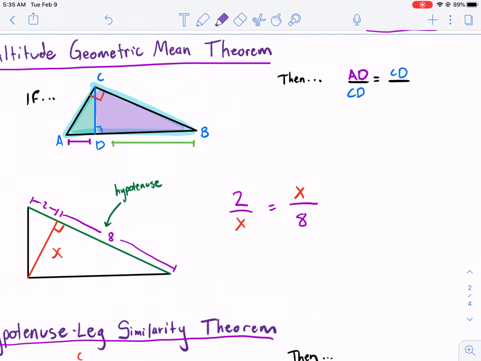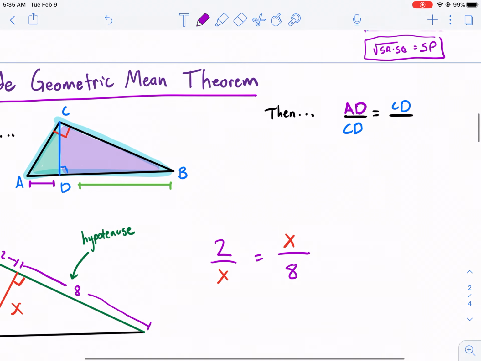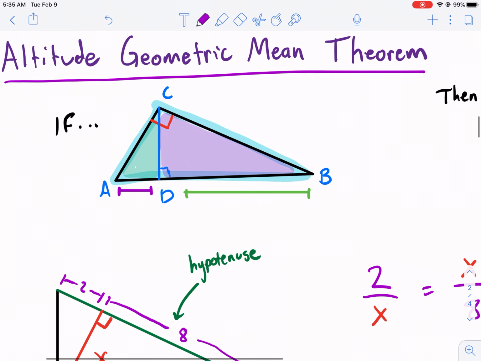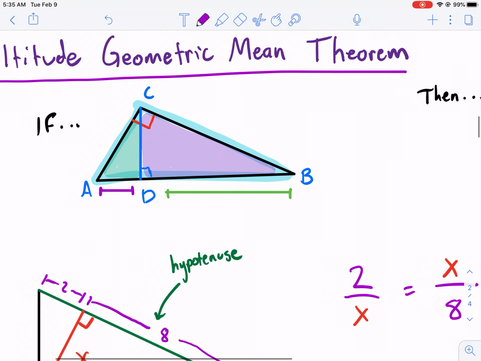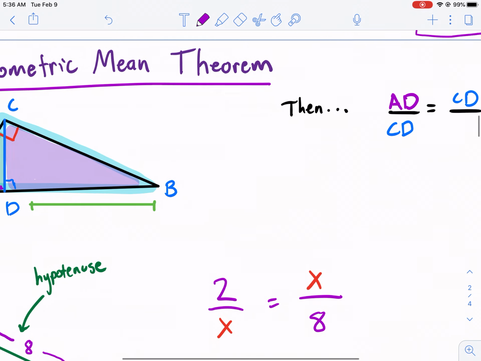Now, what we're comparing here is AD over CD. Let's find where AD is. AD is only a part of one specific triangle, the small triangle. See that? Right here, AD. It's definitely not part of the medium triangle at all. It doesn't touch any side of it, and it's not even a complete side of the big triangle. So it's only part of the small triangle.